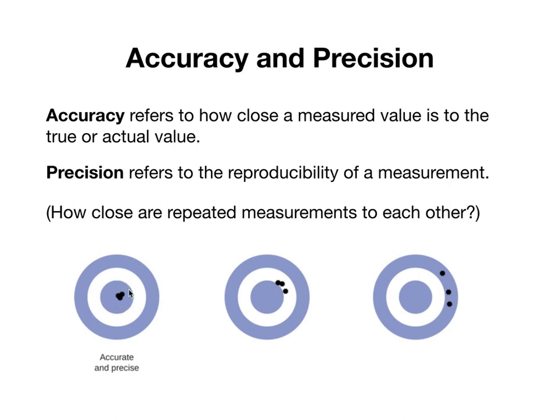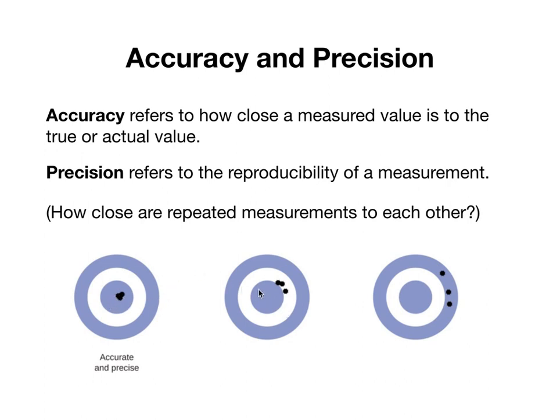So what do we mean? Accurate, they all hit the bullseye. That's what we're trying to hit, the bullseye. So very accurate and precise. What does that mean? They're close to each other. So accurate and precise. That's really what we would like to have in the lab when we're making measurements.